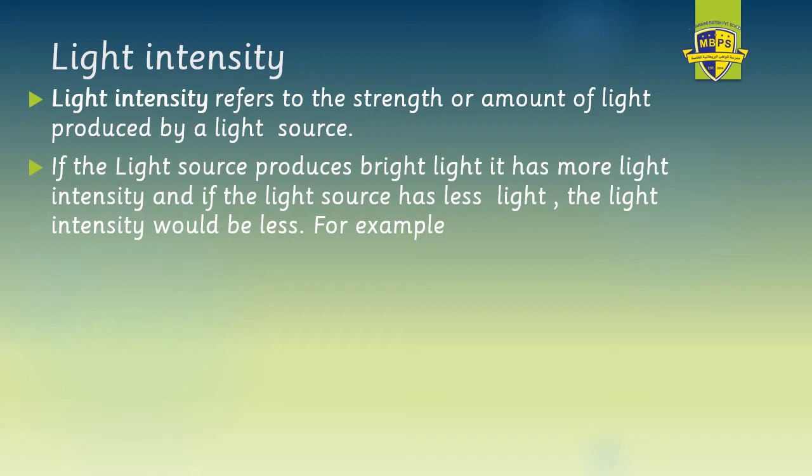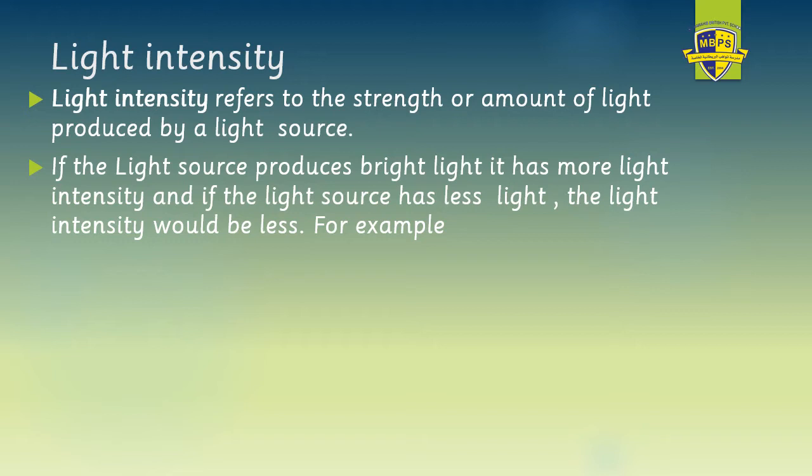Light intensity. Light intensity, what does it mean? Do you remember the pictures in the last slide? You saw the same places, some were brightly lit and some were dimly lit. So how do we know the strength of that? The measurement of the strength or the amount of light produced by the light source is called light intensity. Can you repeat after me? Light intensity means the strength or amount of light produced by the light source.